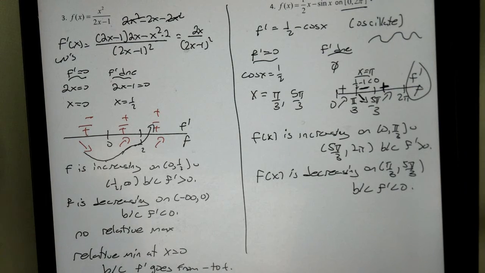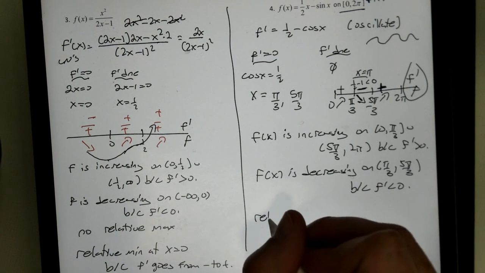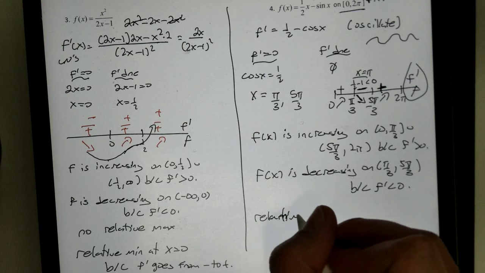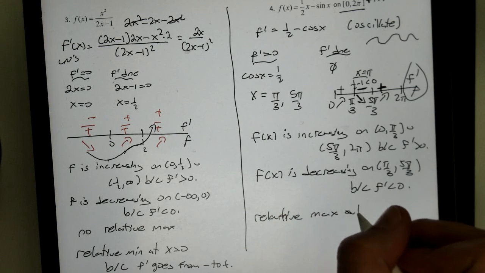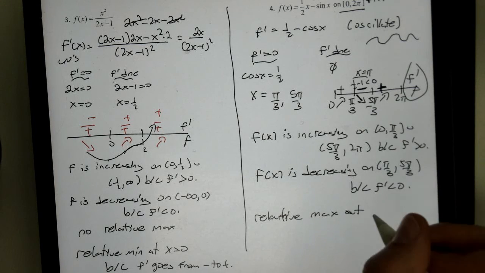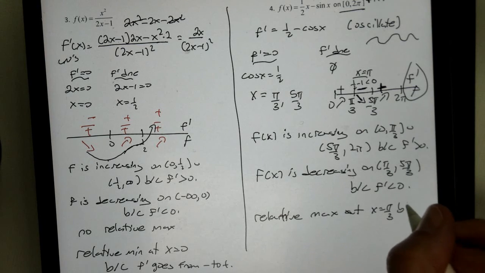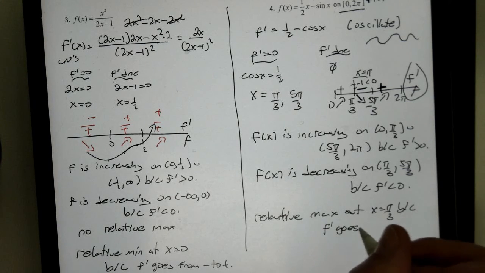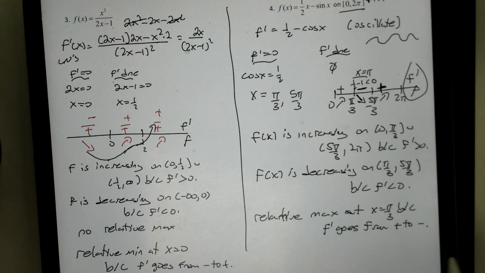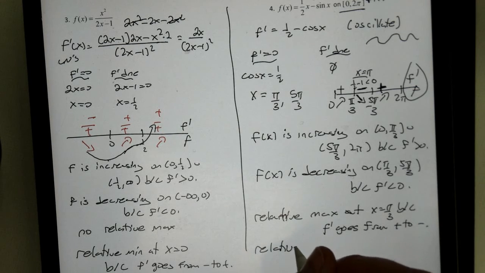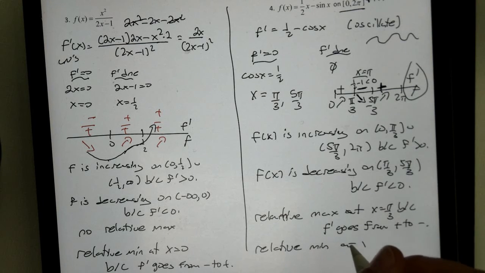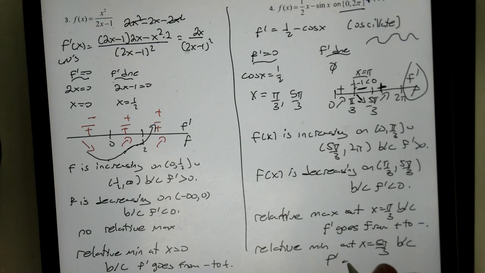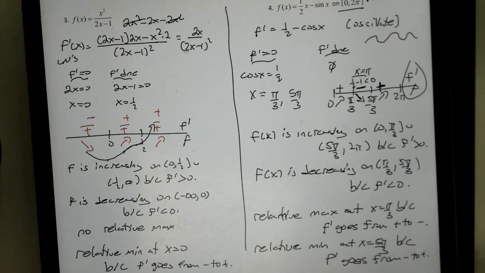Relative max and mins, we can do that now. We have a relative max at x equals pi over 3, where the slope is going up and then down, and that is because the derivative goes from positive to negative. There is a relative minimum at x equals 5 pi over 3, and that is because the derivative goes from negative to positive.